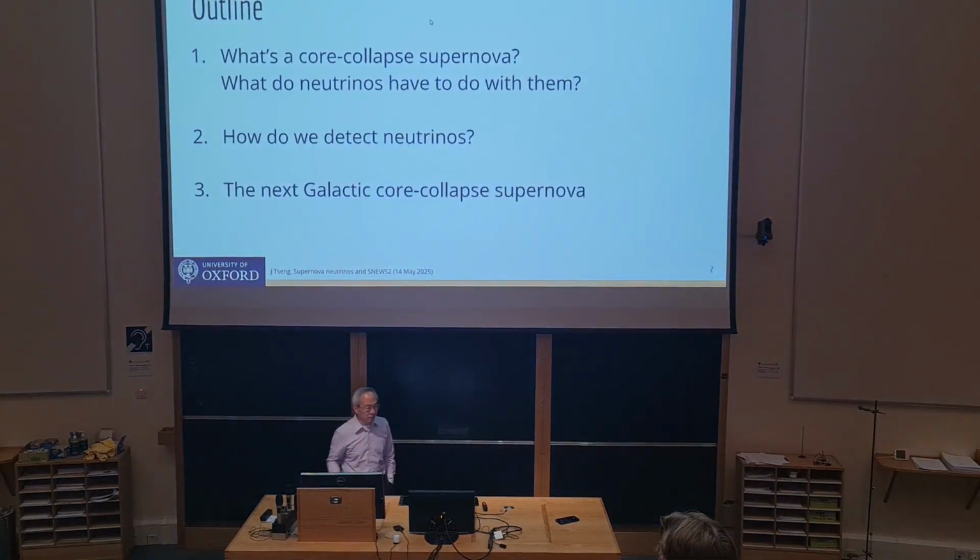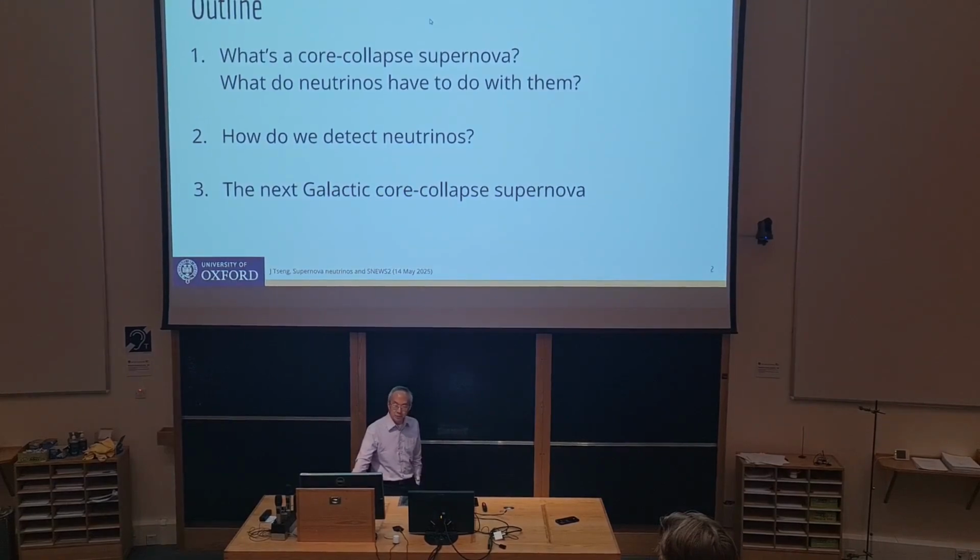Okay, so what I'm going to talk about is basically 3 chapters. First one is, what is a core collapse supernova? And what do neutrinos have to do with them? In some ways, it's kind of related to, why is a particle physicist waiting for something in the sky to explode? Why am I waiting for something to explode?